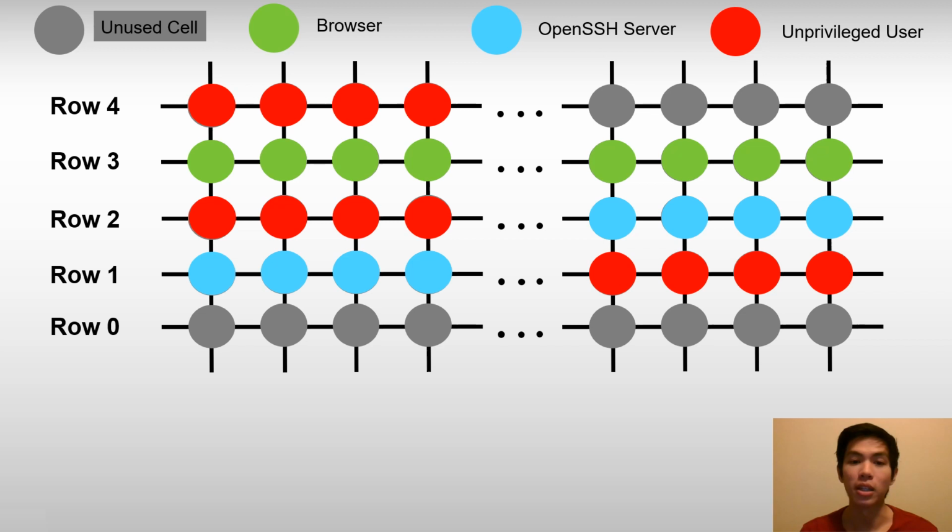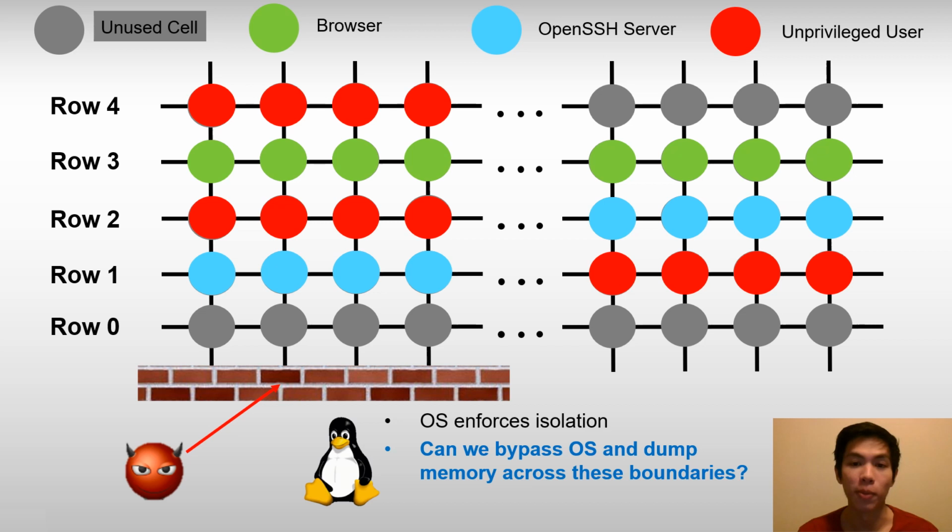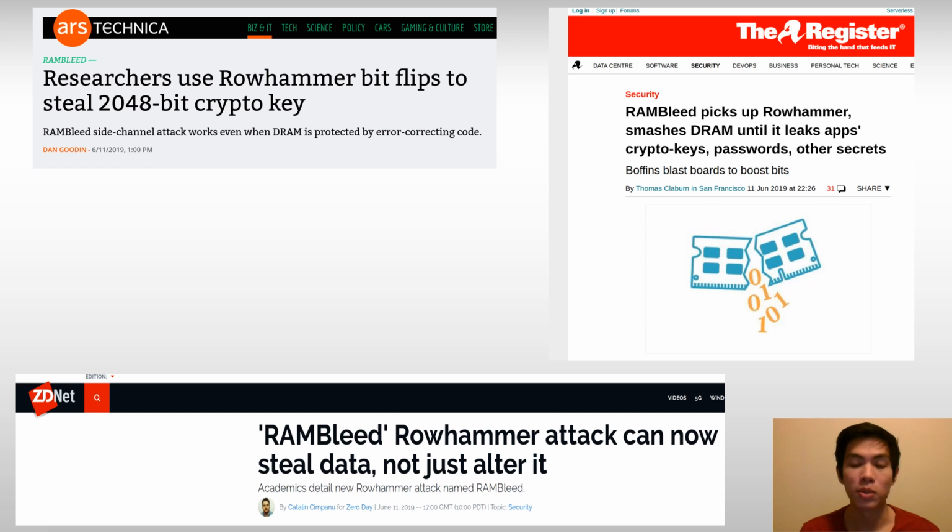Now normally, this should be okay, because any attempt the unprivileged user makes to access memory that does not belong to him is blocked by a combination of software and hardware, which enforces isolation between the processes. With RAMBleed, however, we challenge this assumption and ask the question: does the close proximity of cells somehow lead to data leaking across these boundaries, thereby allowing an attacker to directly dump memory across security domains? As you may have heard from the news, the answer is yes. We can dump memory. And to demonstrate the implications, we developed an end-to-end attack for reading out a 2048-bit RSA key from OpenSSH.